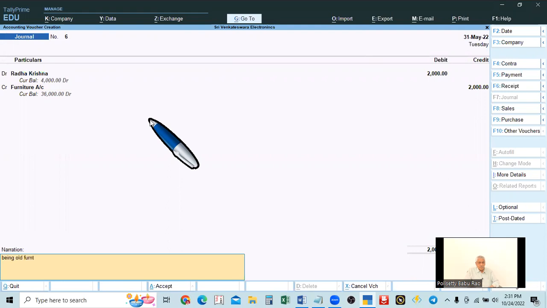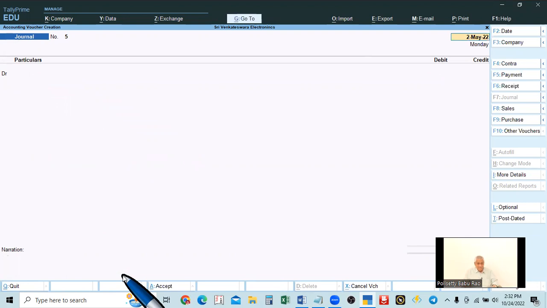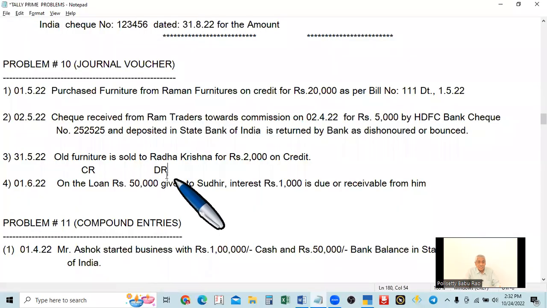Old furniture sold on credit. Sold on credit to Radhakrishna. The name is not required because the name is already given in the journal, in the entry. So now click, so it is accepted. Right? Okay. So this is over. So all the three completed.